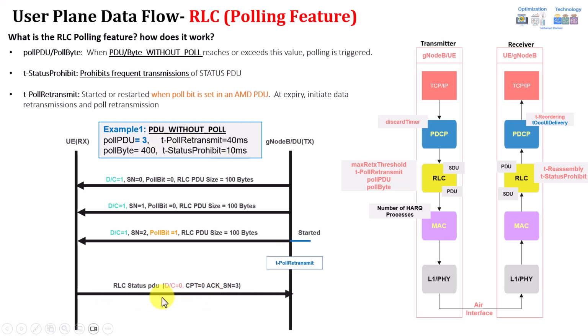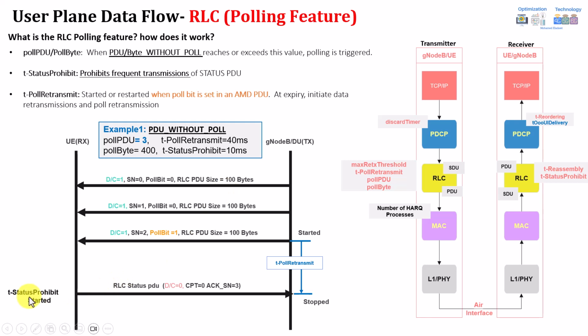So now you can see, once the receiver received poll bit 1, it sends the acknowledgement for these 3 sequence numbers, as you can see here. And in this case, also at this particular point, the T-status-prohibit timer would be starting as well. I forgot to add it here, but this will be starting, meaning that I cannot send any other additional feedback until this timer expires, which is 10 milliseconds.